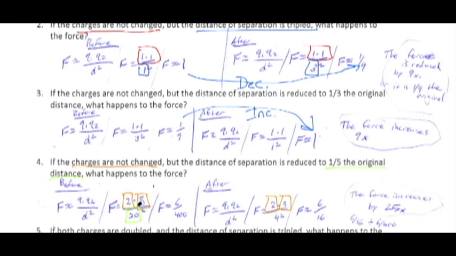So those stayed the same. It tells me that my distance of separation is reduced to 1/5 the original distance. For some reason, I randomly picked 20. So what's 1/5 of 20? Well, 1/5 of 20, 20 divided by 5 would be another way of doing that, is 4.